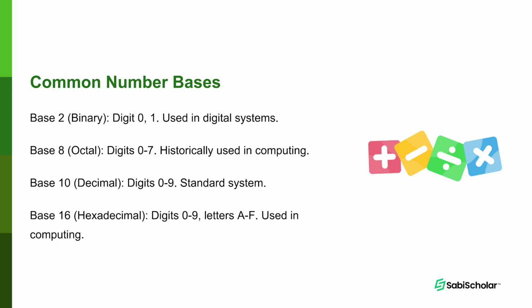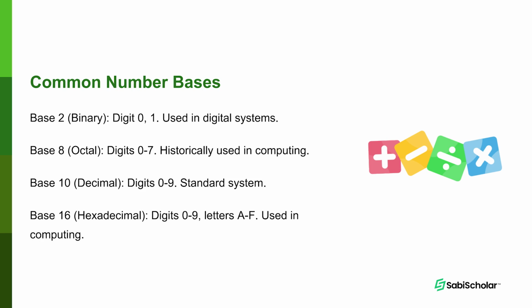Base 16, called hexadecimal, uses digits 0 to 9 and letters A to F. So base 16, which is the hexadecimal, is also used in computing. In base 16, we have the digits 0, 1, 2, 3, 4, 5, 6, 7, 8, 9. Then we have A, B, C, D, E, F.